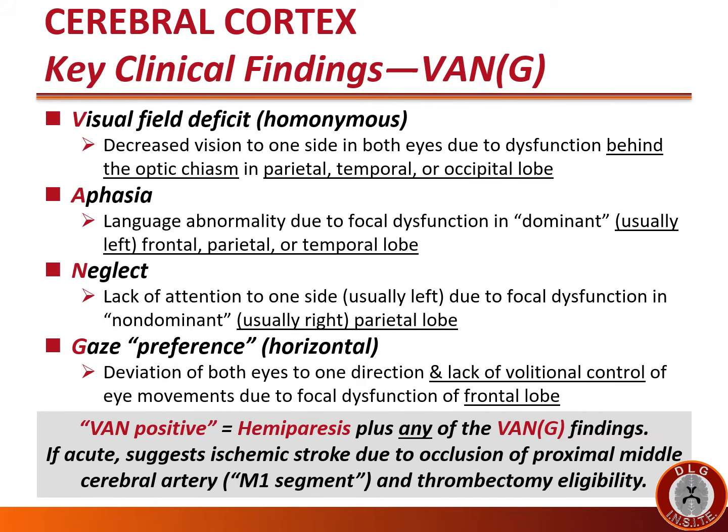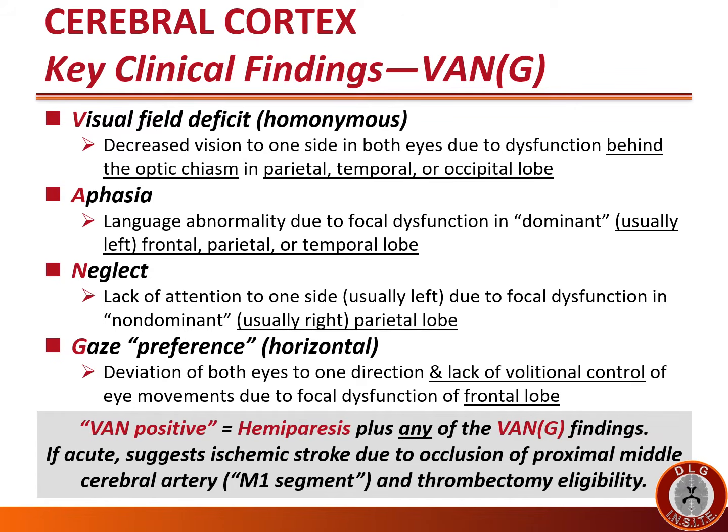Usually the dominant hemisphere is the left hemisphere. And neglect, N, is lack of attention to one side, usually the left, because in most people, the control of attention is in the right hemisphere, the focal dysfunction in the non-dominant or right parietal lobe. And G stands for gaze preference, especially horizontal gaze preference, deviation of both eyes to one direction and lack of volitional control of eye movements due to focal dysfunction of the frontal lobe.